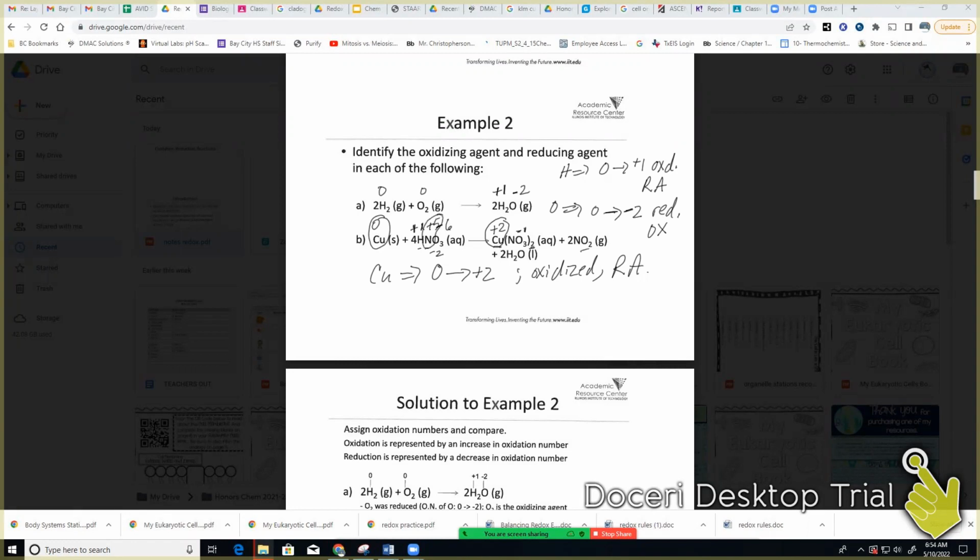And then over here, I had oxygen -2, but I had 2 of them, so it is a total of -4, which means my nitrogen had to be a +4. So my nitrogen went from +5 to +4. So it looks like it gained one electron. It was reduced. It became a little bit less positive. So it is the reduced species, which makes it the oxidizing agent.